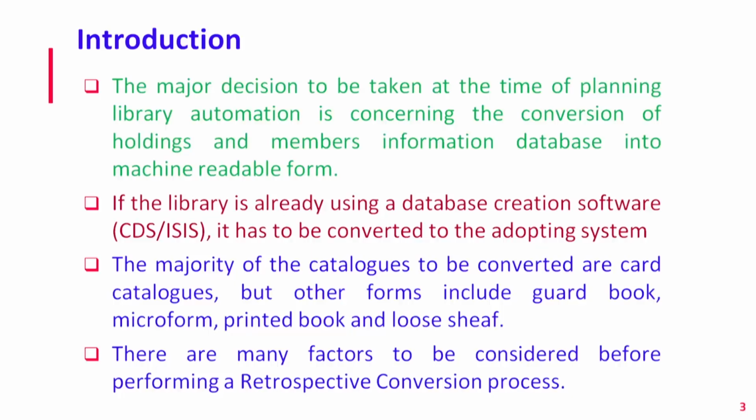So when you talk about retrospective conversion, the traditional library has card forms of catalog that have to be converted. There are other formats of catalog storage like guard books, microforms, sheaf, even printed books. These are all the different mediums that have been used in libraries for keeping bibliographical details of a particular document. This has to be converted, since it cannot be read by a machine or a computer. So this has to be converted so that a machine can read the data.